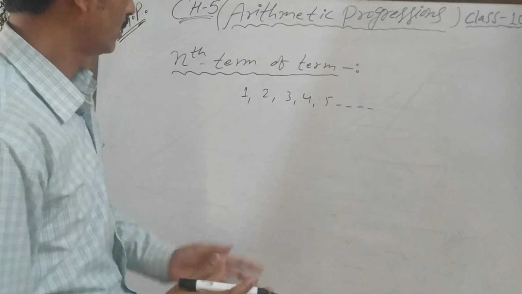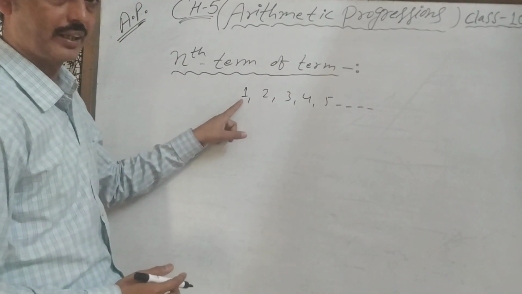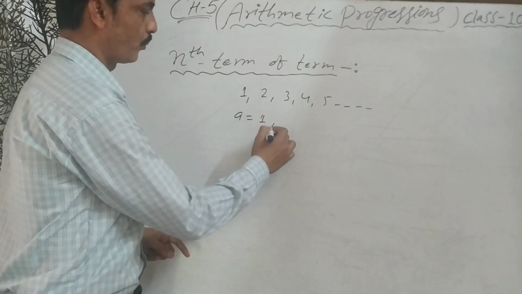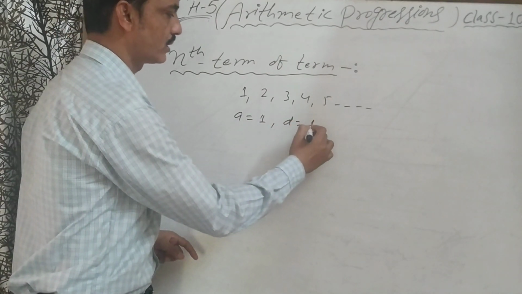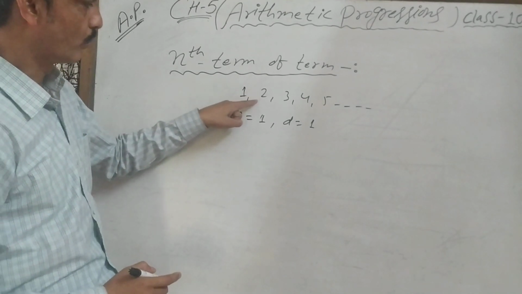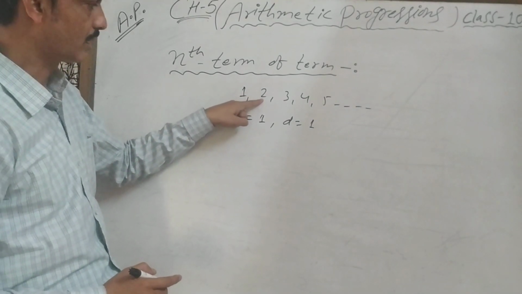Look, what is the first term? A. You know that A here is 1. And what is D here? D also is equal to 1. So what is the second term, A2? 1 plus 1.